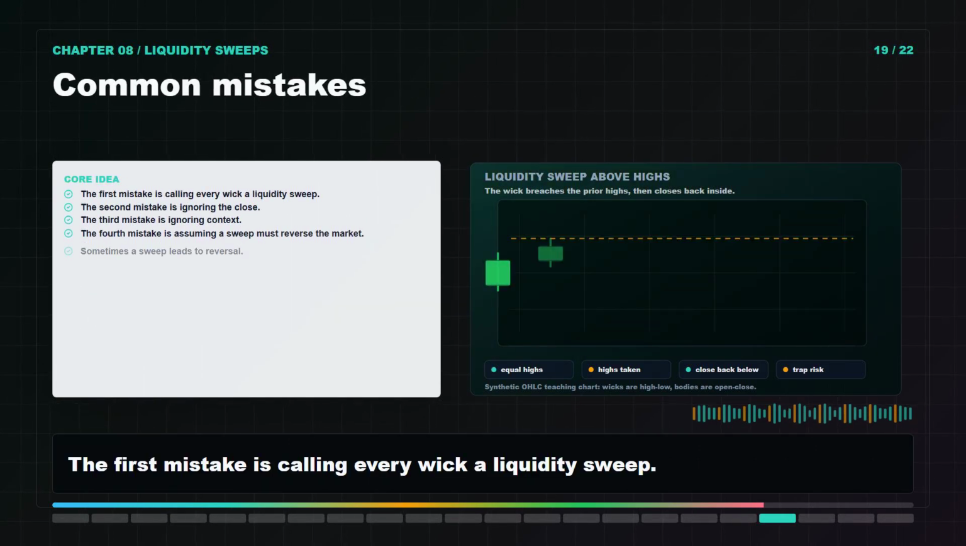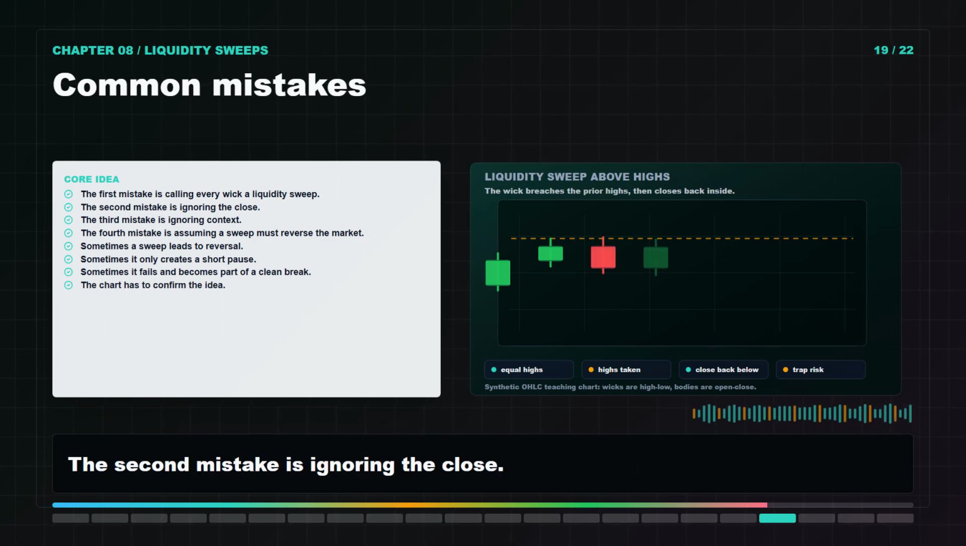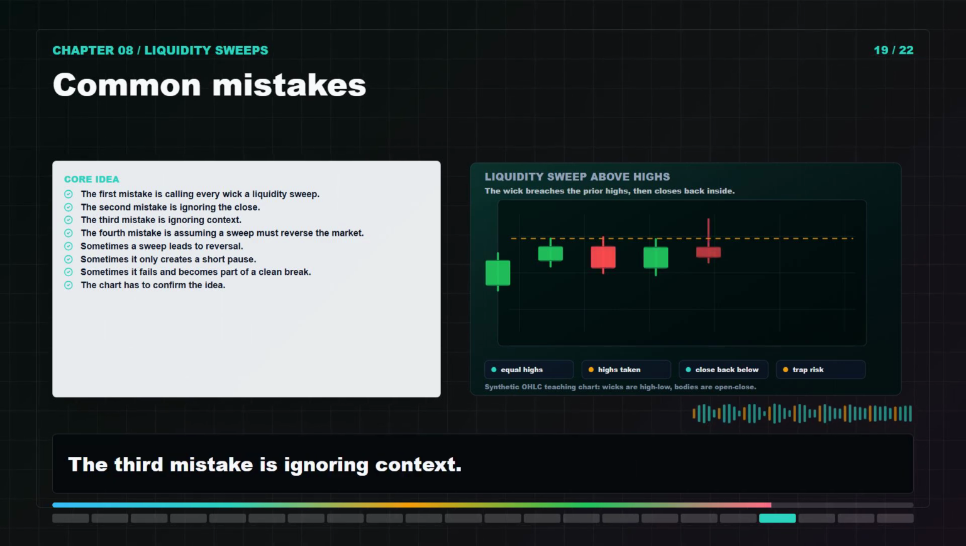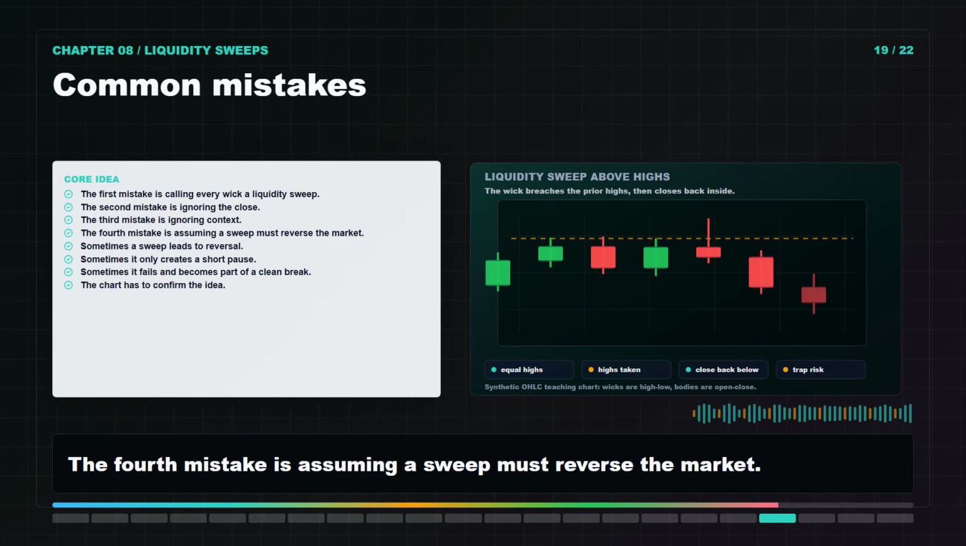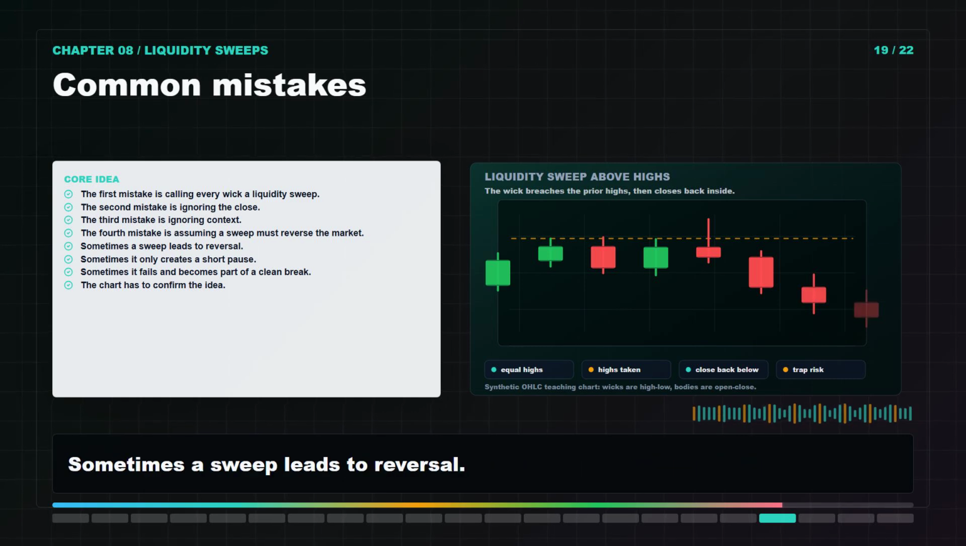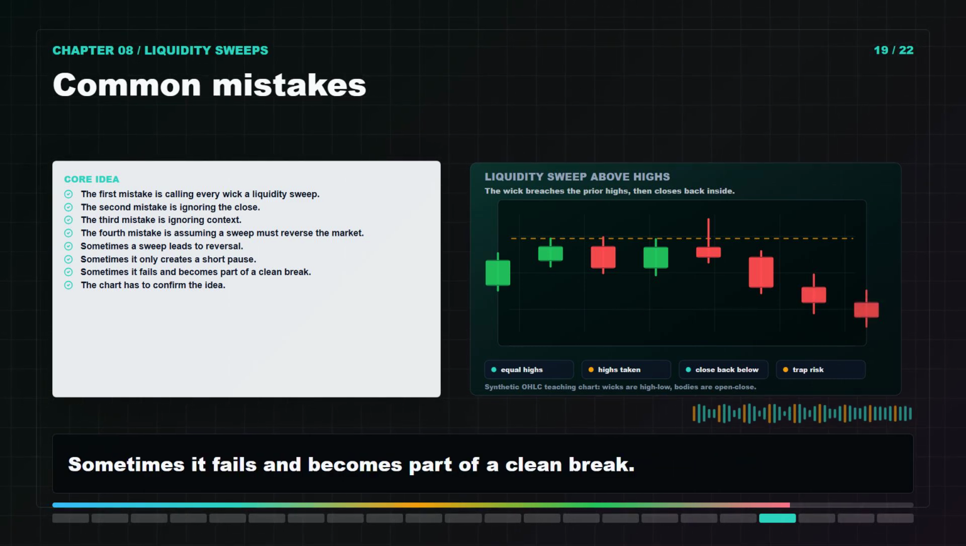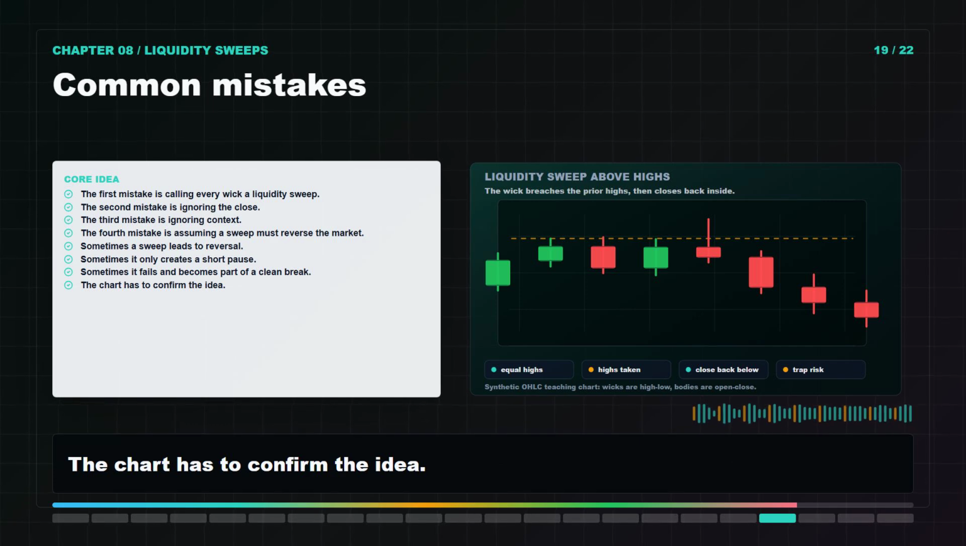The first mistake is calling every wick a liquidity sweep. The second mistake is ignoring the close. The third mistake is ignoring context. The fourth mistake is assuming a sweep must reverse the market. Sometimes a sweep leads to reversal. Sometimes it only creates a short pause. Sometimes it fails and becomes part of a clean break. The chart has to confirm the idea.